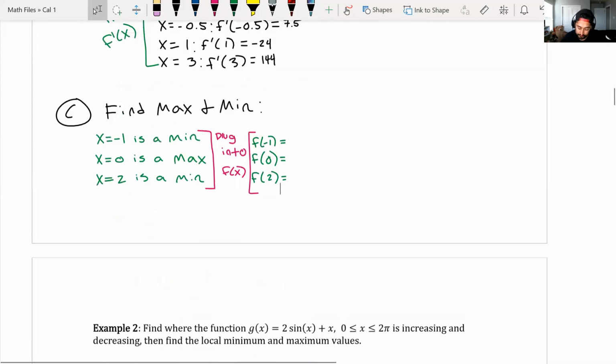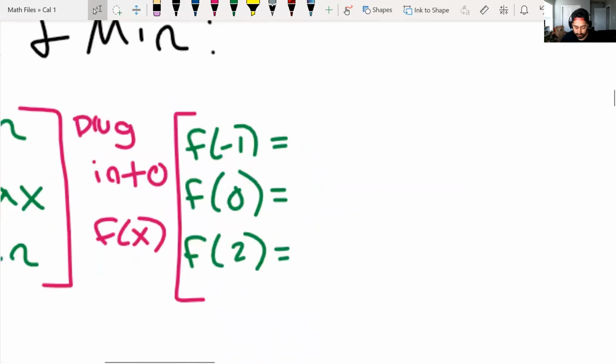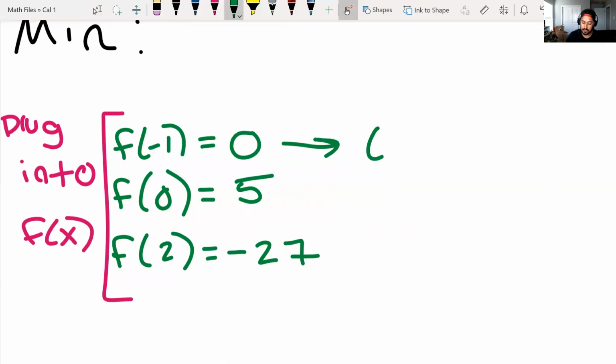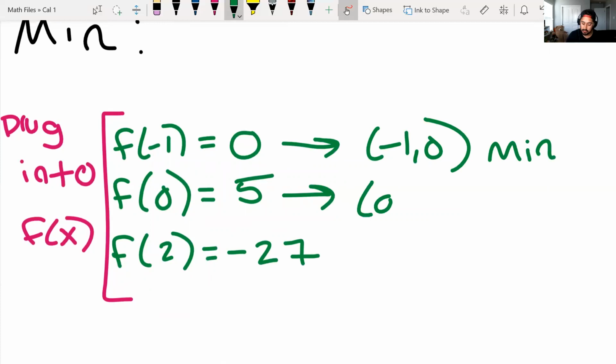Come back down, zoom in, and if I type in -1, I get 0. 0, I get 5, and 2, I get -27. So I have at -1, 0. That's where 1 minimum is. 0, 5 is another maximum.